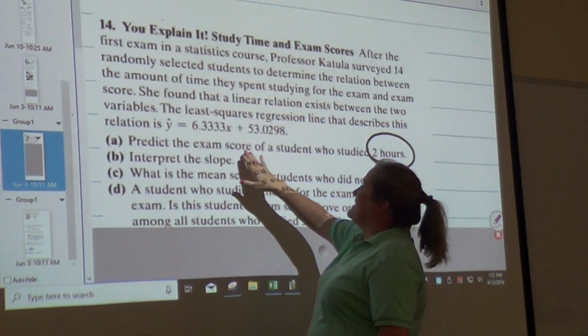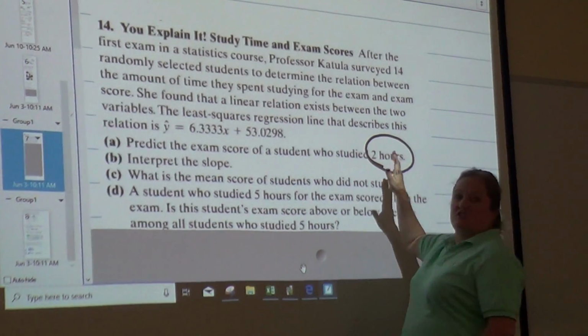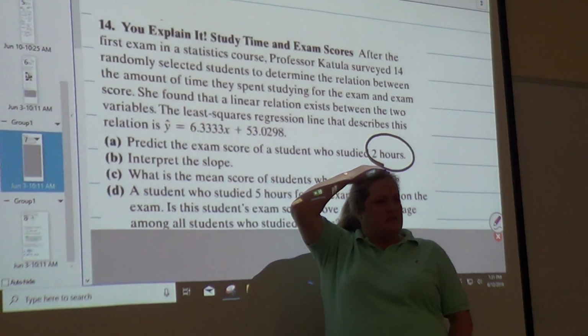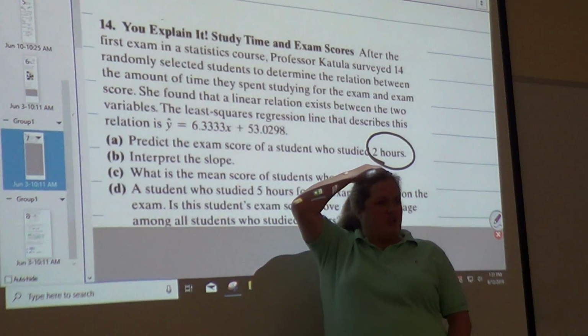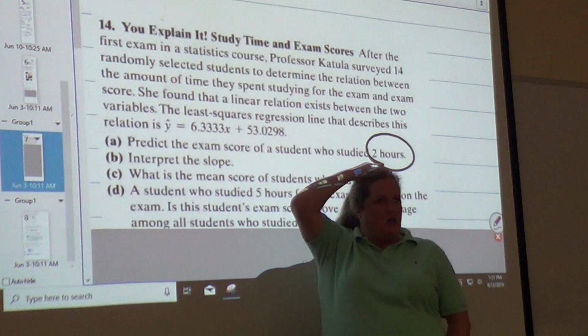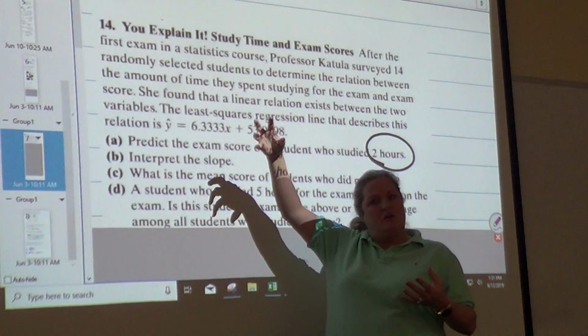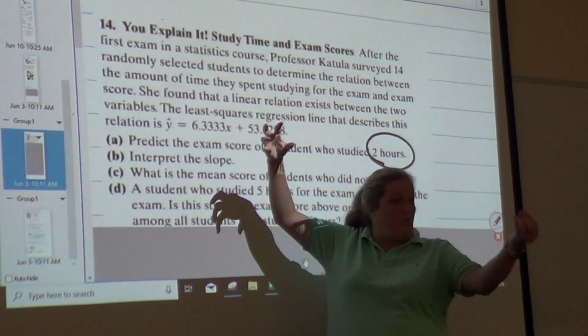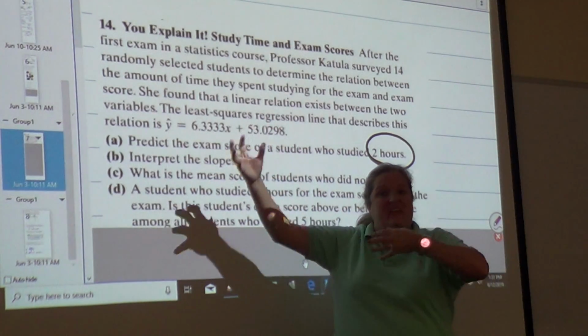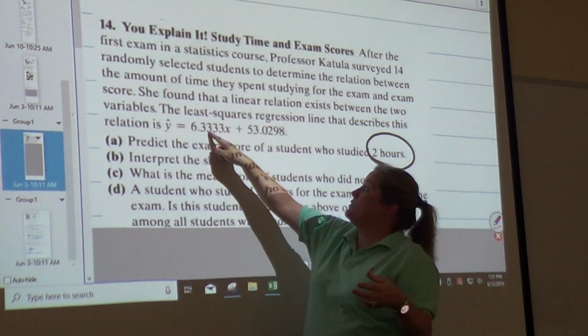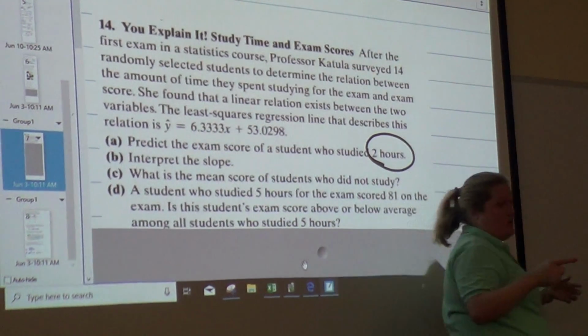It says predict the exam score of a student who studied 2 hours. So where do we go to predict? We go to the table, right? But in order for the table to work, we got to go to y equals. And we can't paste it over because we haven't done anything. So for this one, we have to type into y equals.